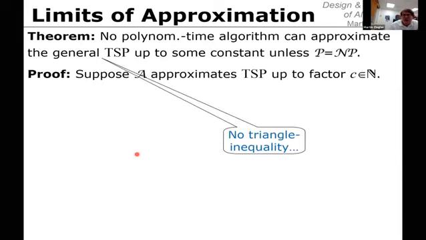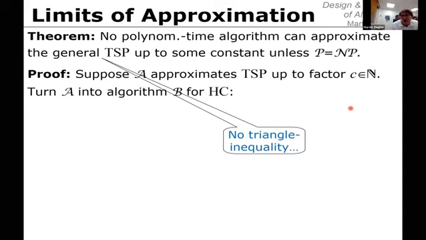And now here's the proof. That's an interesting thing to prove, that something cannot be approximated. It's a proof by contradiction. We suppose that the algorithm A does approximate the general, the non-metric traveling salesperson problem up to some constant factor c. So that's kind of 1 plus epsilon with very large epsilon. Actually, any fixed natural number is epsilon. And then we're going to convert that algorithm A into an algorithm B that solves the Hamiltonian circuit problem.